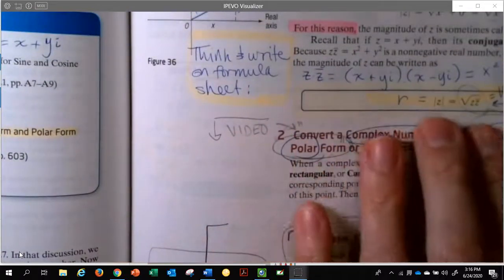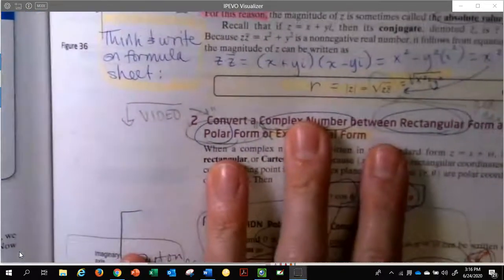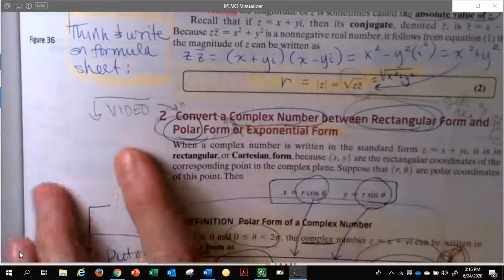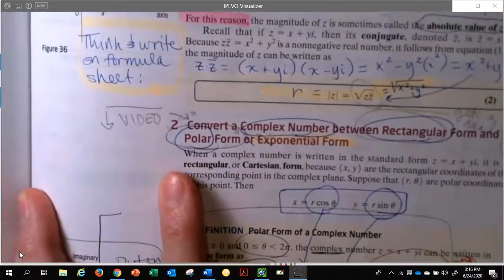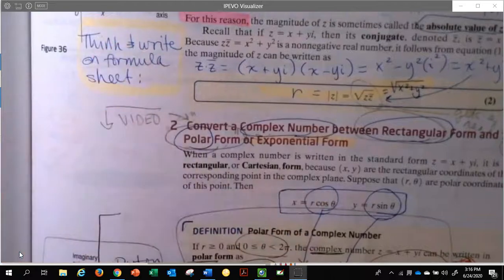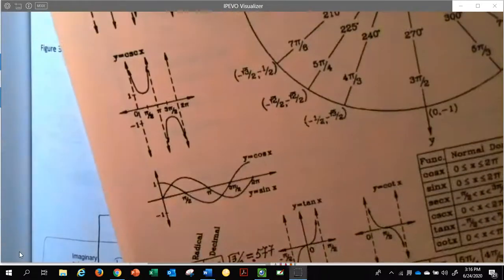Like, when you see this formula right here, notice that I've added a couple of things to it. I've combined this formula up here with it down here. But you'll also notice I said, think about this and write it on our formula sheet. You know that you have a formula sheet for our class that you can use on select tests, and this is what I mean by the formula sheet.